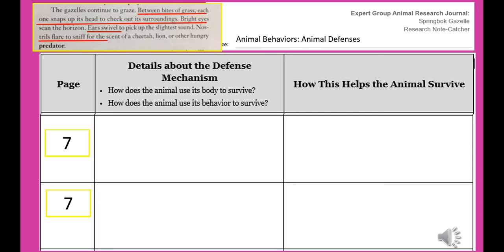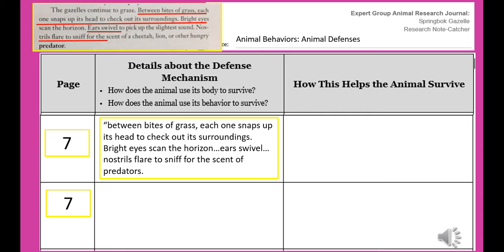So in that second column, I'm going to pull out information from the text. I'm going to write it in to that space. Do that now. Pause the video now so that you may have time to complete this in your research journal.